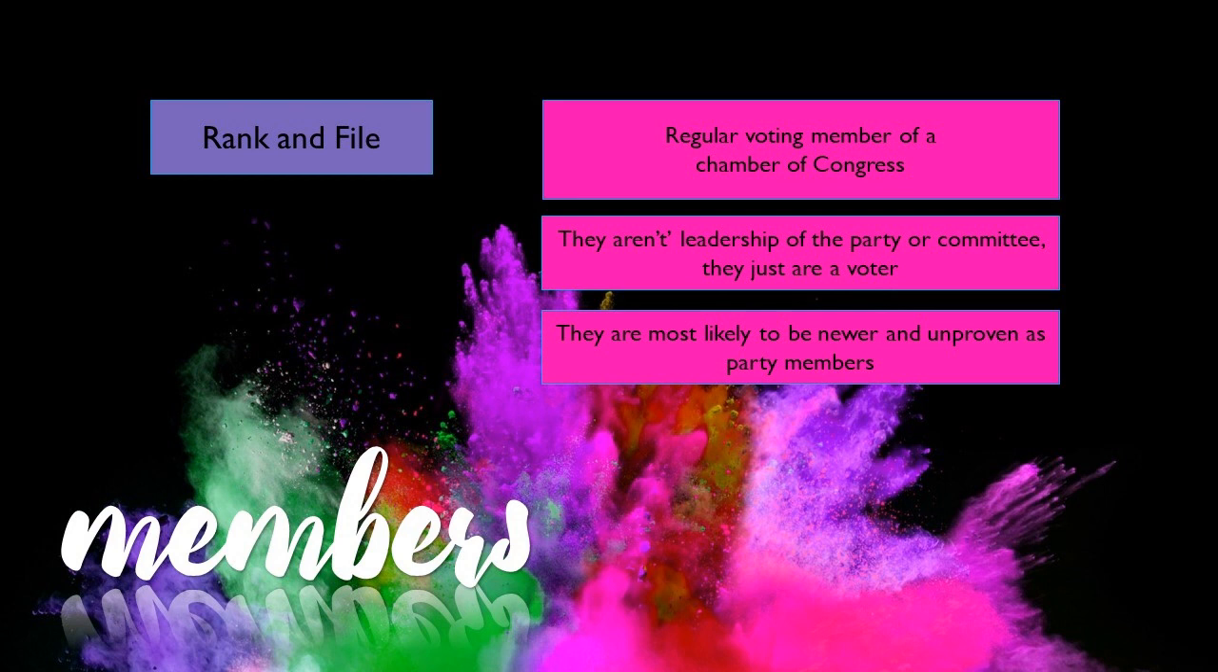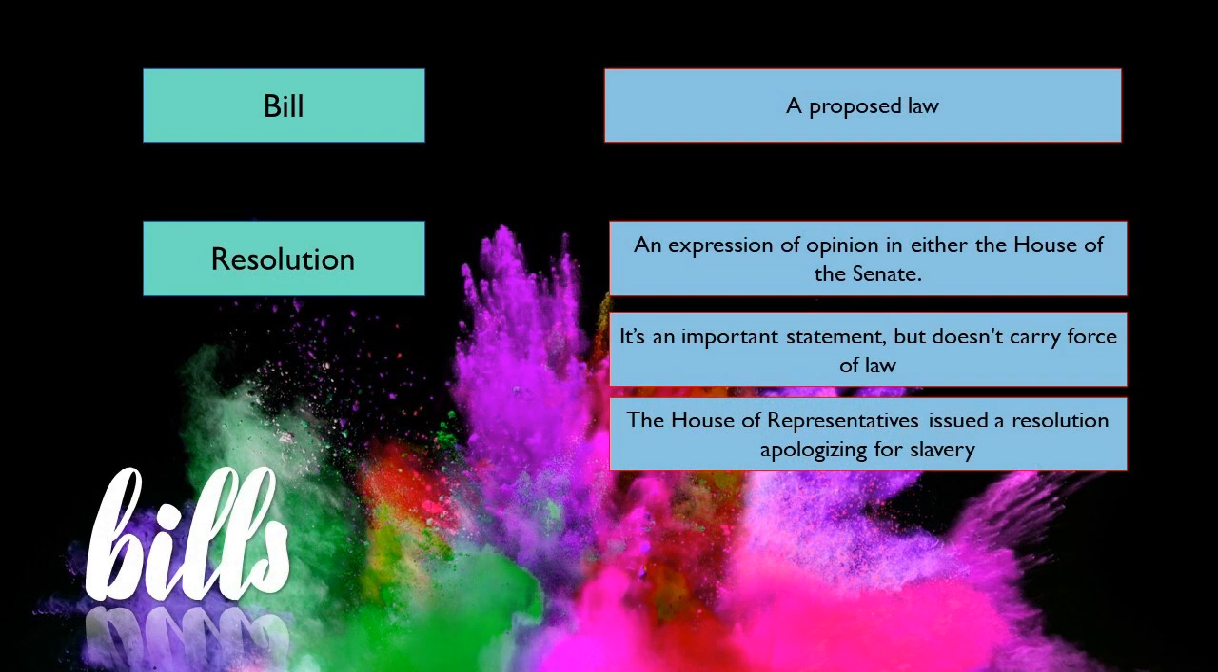So the vast majority of our congressmen are what we call rank and file congressmen, but this just means they are not a part of party leadership. Most likely, these congressmen would be newer or unproven, but they hope to one day be in party leadership. I'm going to switch up and talk about some lawmaking vocabulary for a few minutes here.